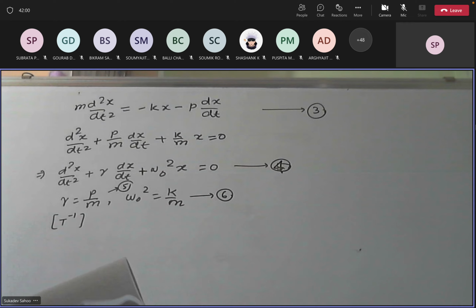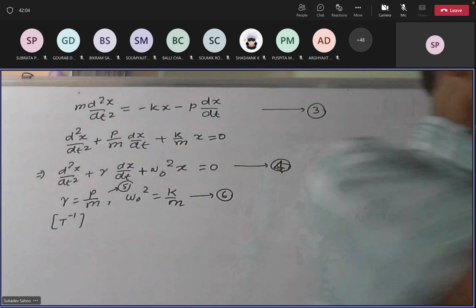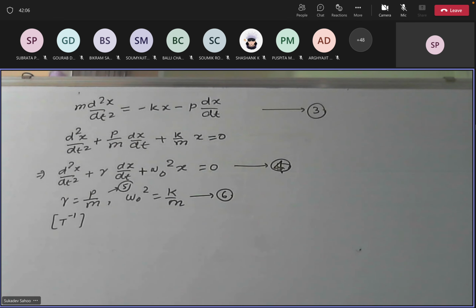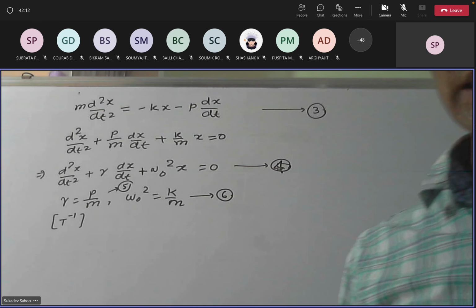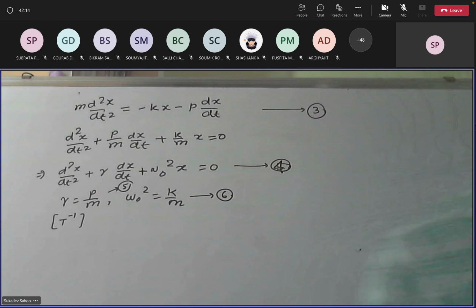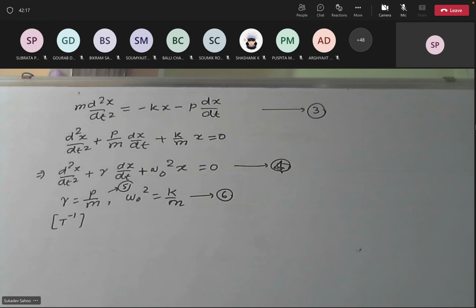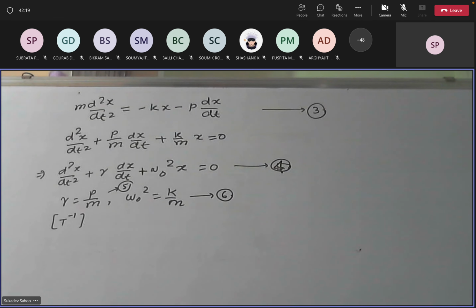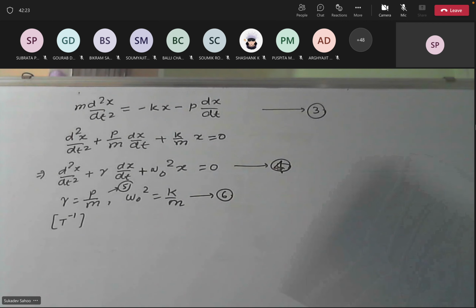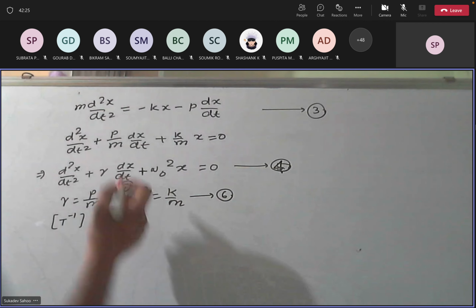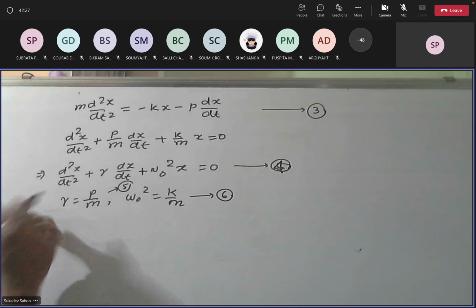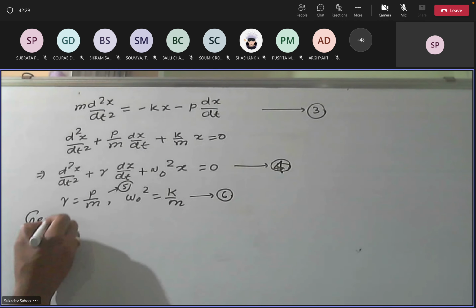So you will see that equation number 4 is the differential equation of the damped oscillator. And all of you mark out, it is a second order linear differential equation. Now our aim is to find its solution. First, we will try to find the general solution.